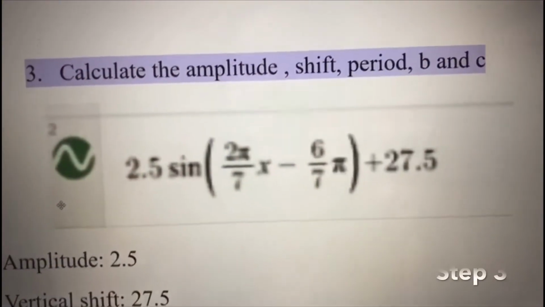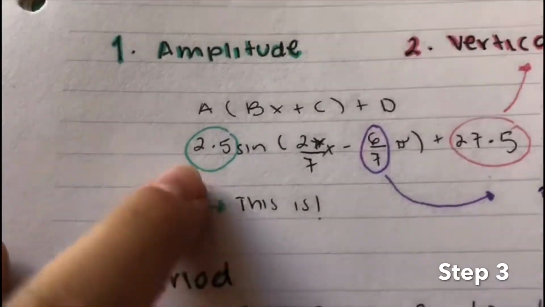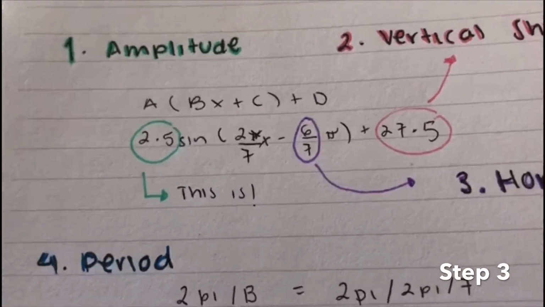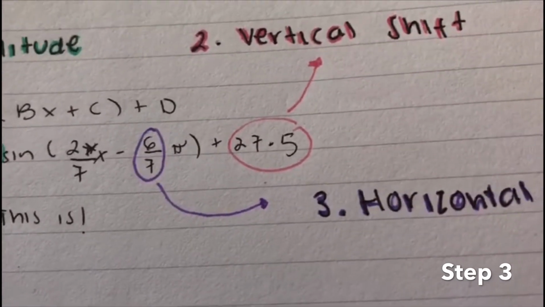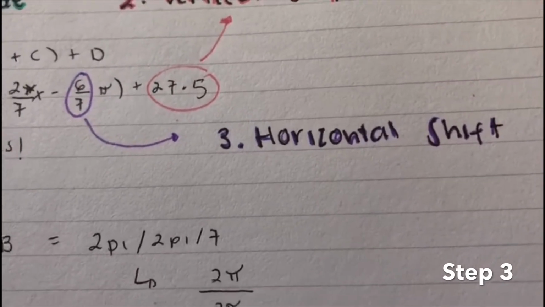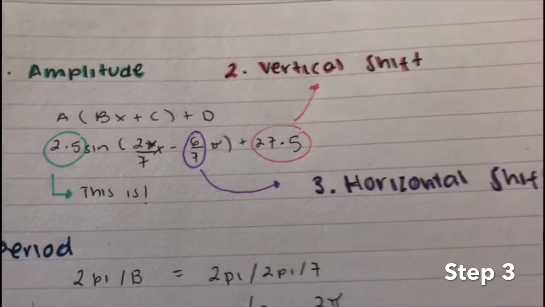This is the equation. The amplitude takes the value of A in the equation, so it's 2.5. The vertical shift takes the value of D, so it's 27.5. The horizontal shift takes the value of C, so it's 6/7.